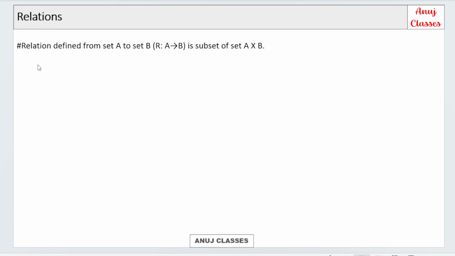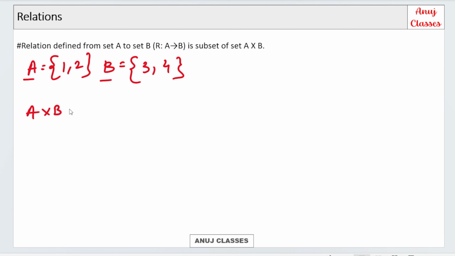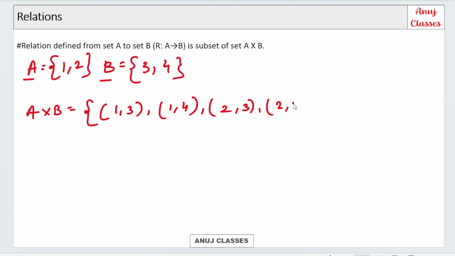So relation, I will explain it with an example. Suppose A is a pair 1, 2 and we have another pair B. The relation is defined from set A to set B such that we will first find A cross B, 1, 3. If you want to know how we are writing A cross B, you can go through our previous lecture. So in total we have 4 elements in A cross B.